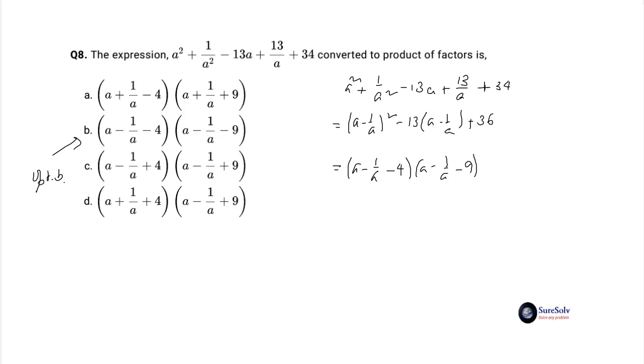The key concepts and techniques used are abstraction in imagining the target expression as a quadratic expression in a compound variable, identifying the compound variable as a minus 1 by a, and straightforward factorization of a quadratic expression. Let's solve the next question.